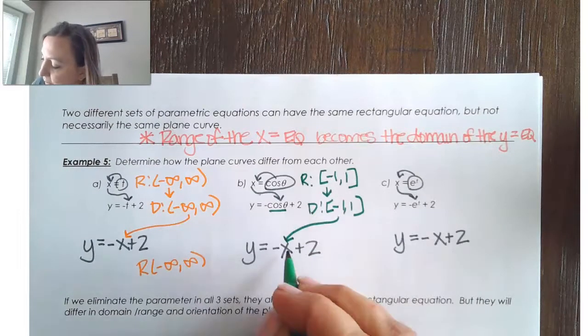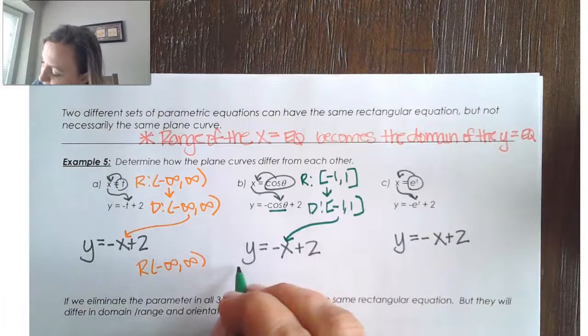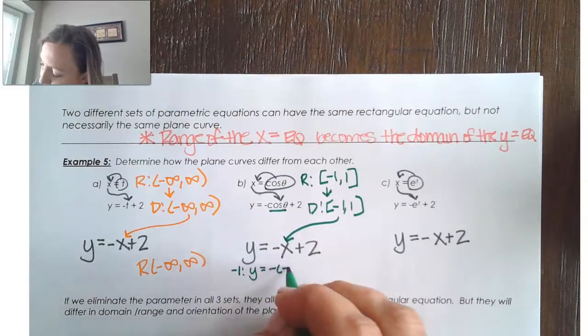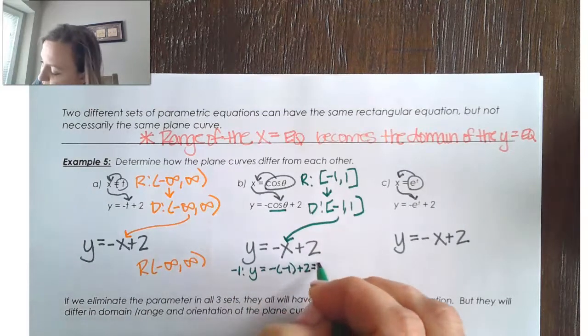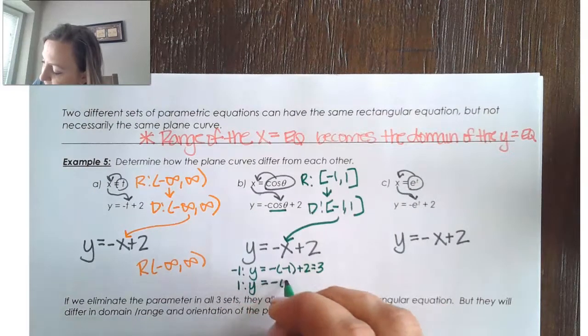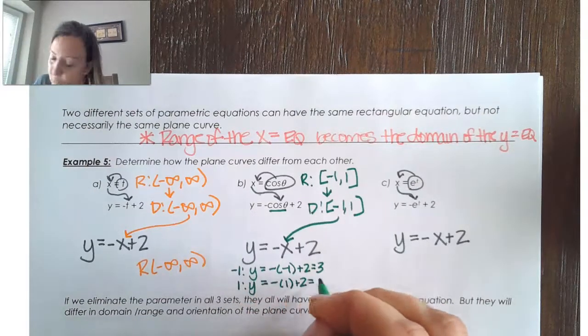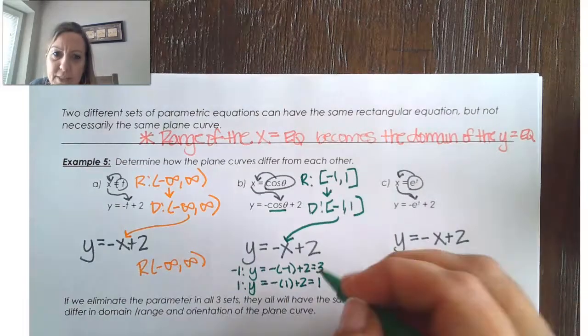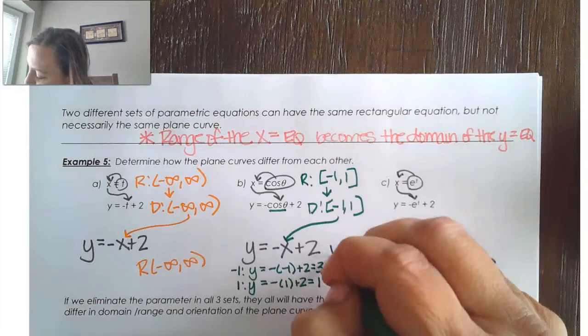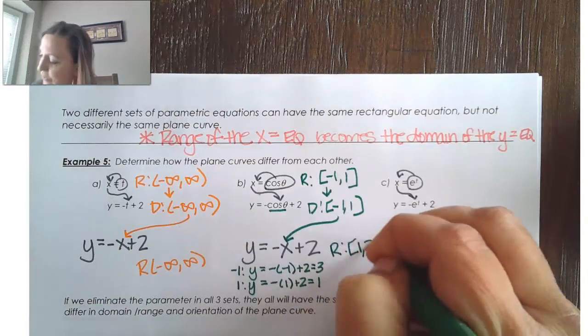So if we wanted to find the range, what we could do is we could find what it is at -1. So y equals -1 plus 2. So that gives me 3. At +1, that would be -1 plus 2, which is 1. So then just if we think about from lowest to highest, my range here would just be from 1 to 3.